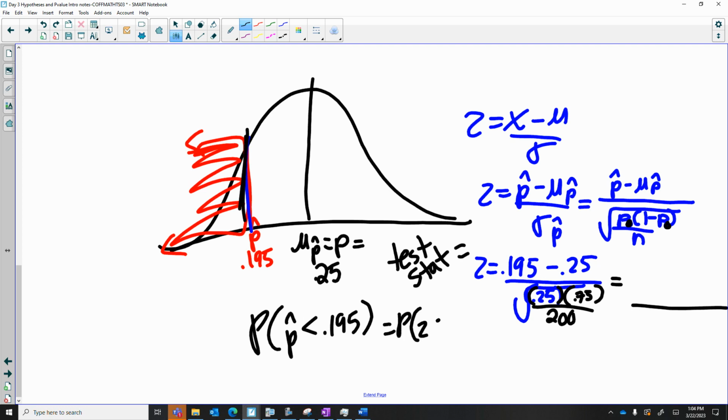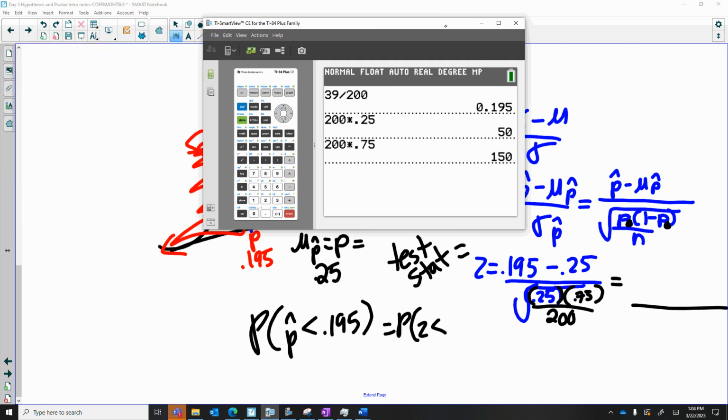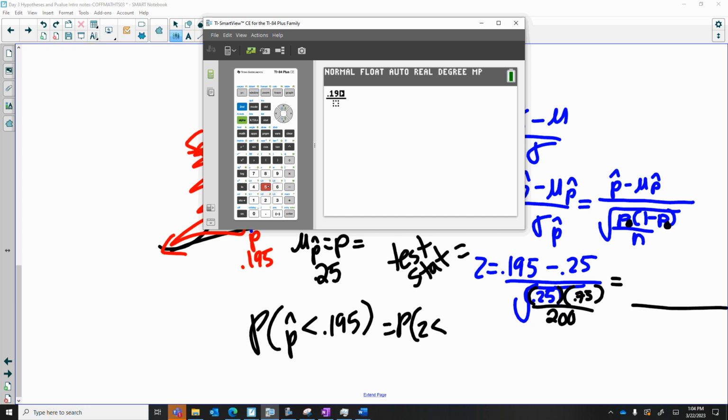All right, so let's get our Z-score, and then we'll remind ourselves how to do that. So you're going to plug in the calculator your Z-score. It's going to be 0.195 minus 0.25 over the square root of 0.25 times 0.75 over 200.